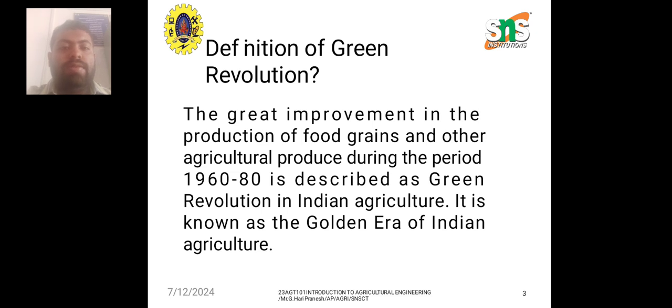And the definition of the green revolution: the great improvement in the production of food grains and other agricultural produce. It began during the period 1960 to 1980s, which is described as the green revolution in Indian agriculture. It is also known as the golden era of Indian agriculture.